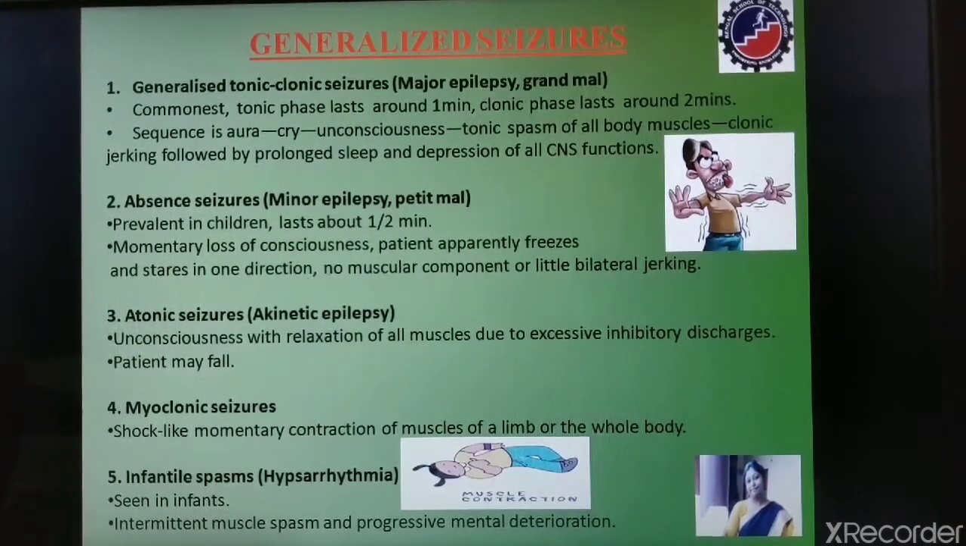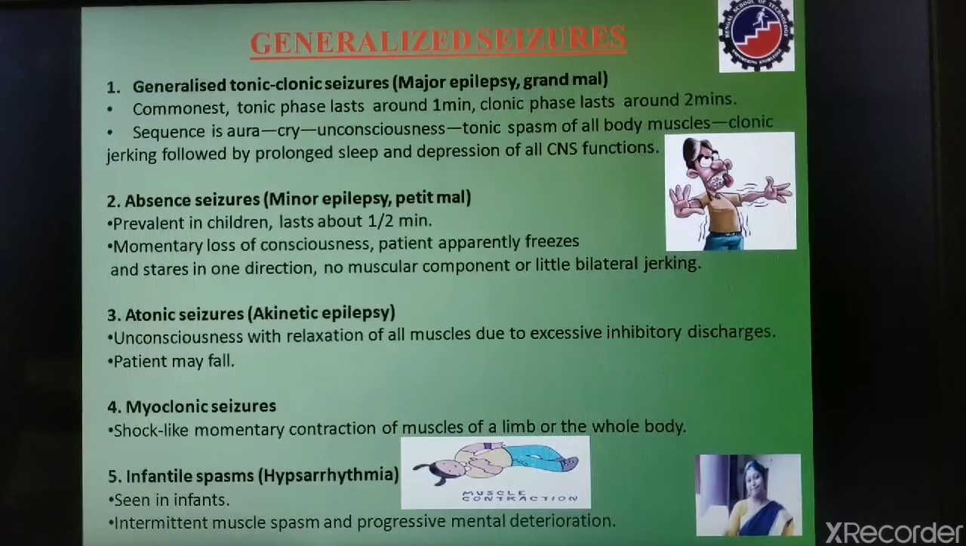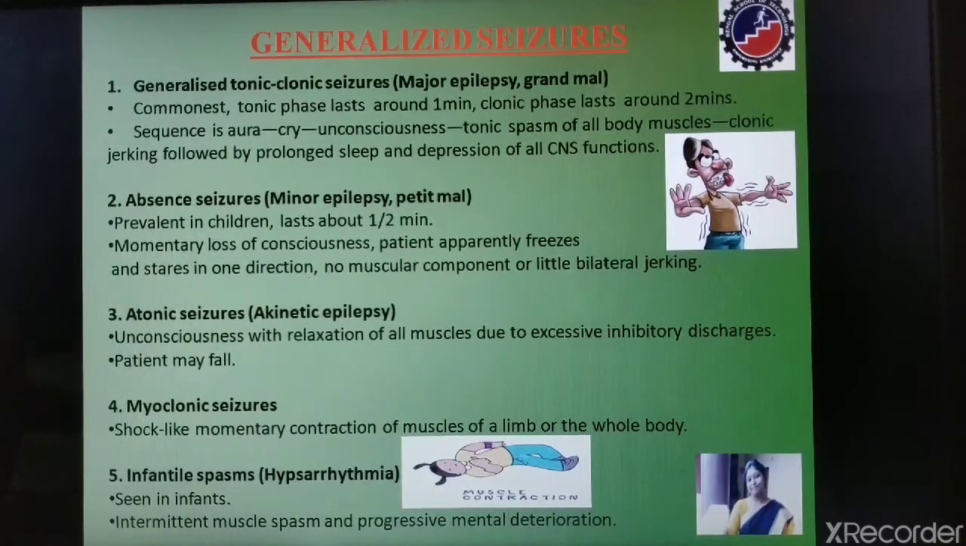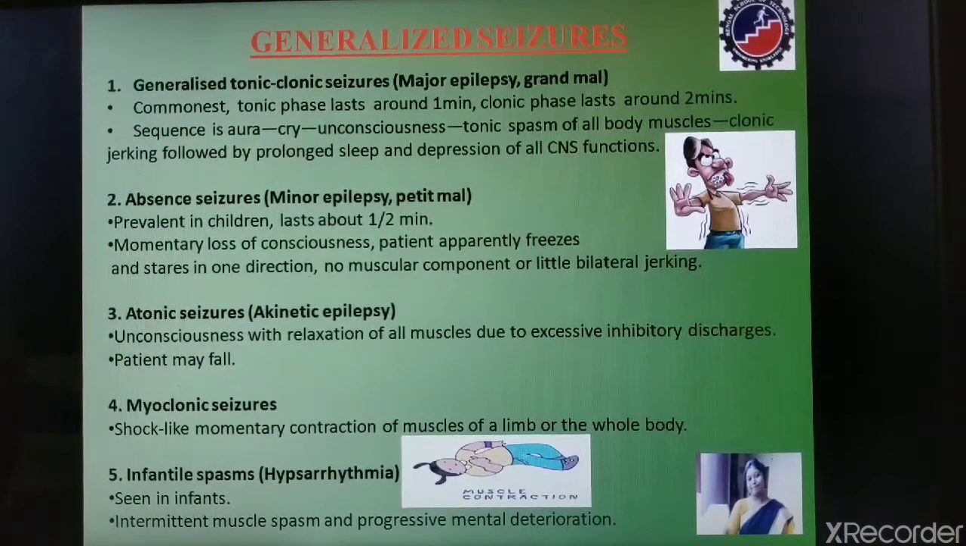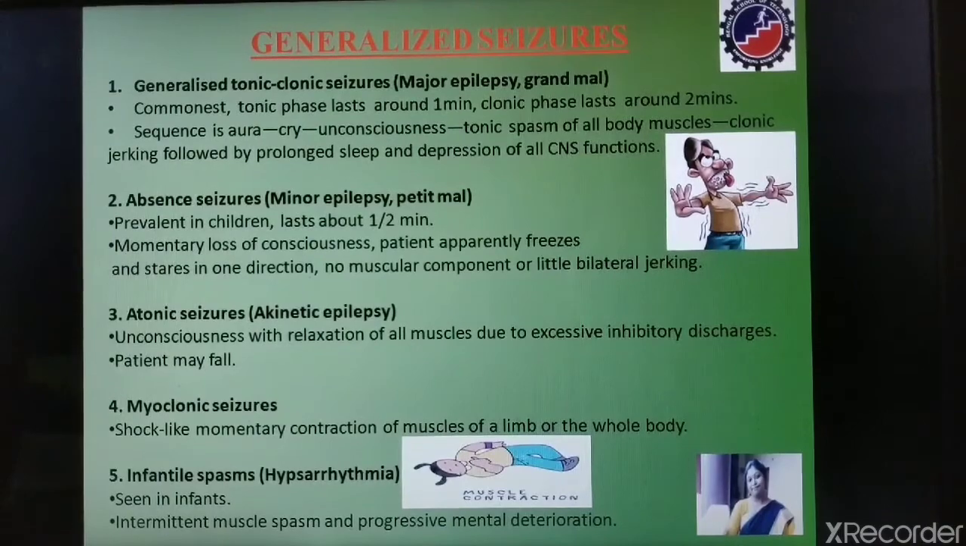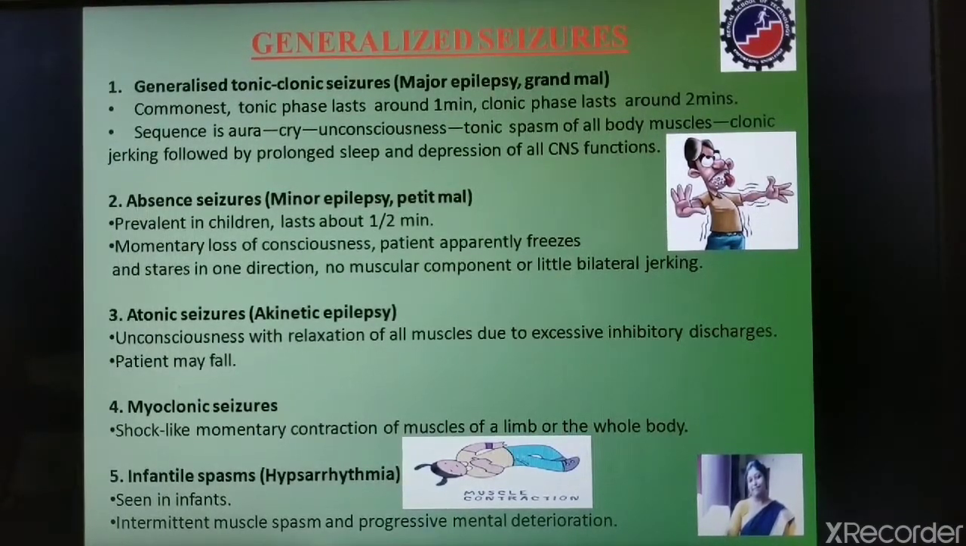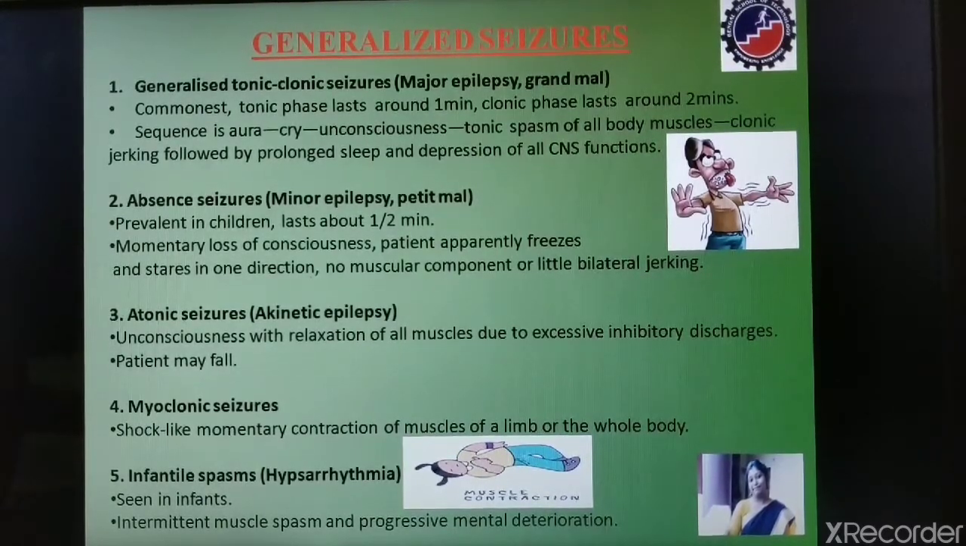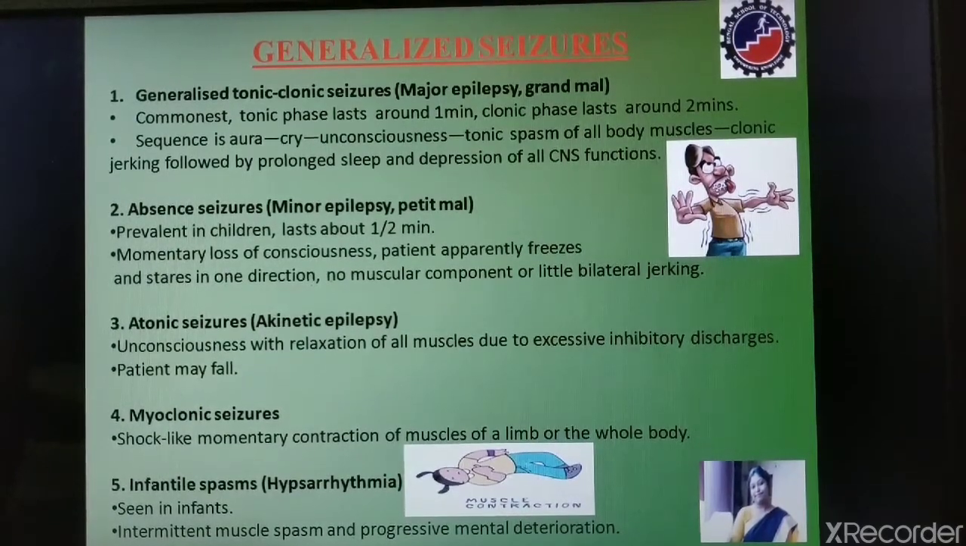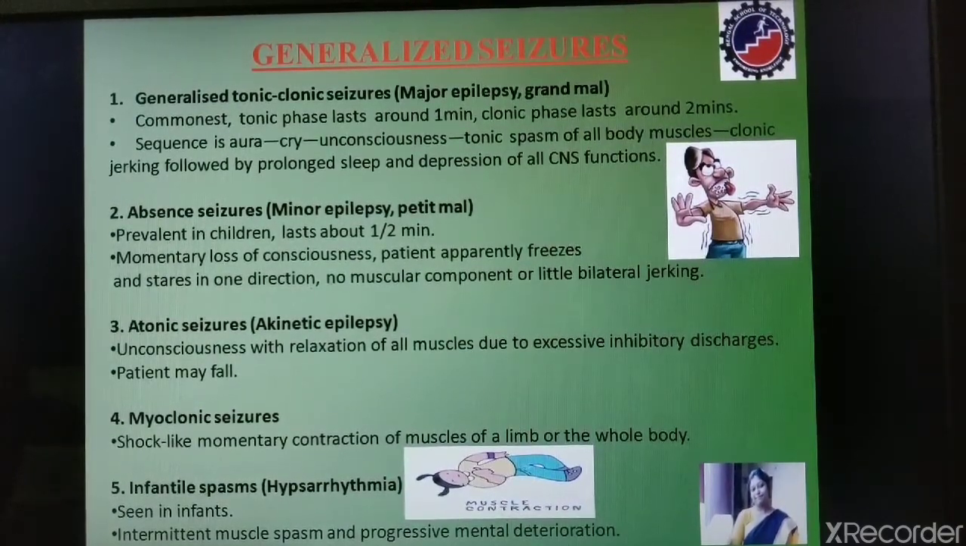There is a sequence of events that occur in tonic-clonic seizures. The sequence is the feeling of aura followed by cry and unconsciousness, followed by the tonic spasm of all the body muscles, which lasts for about 1 minute, and then the clonic jerking that is followed by prolonged sleep and depression of all the CNS functions. The second type is called absence seizures and also termed the petit mal seizures.